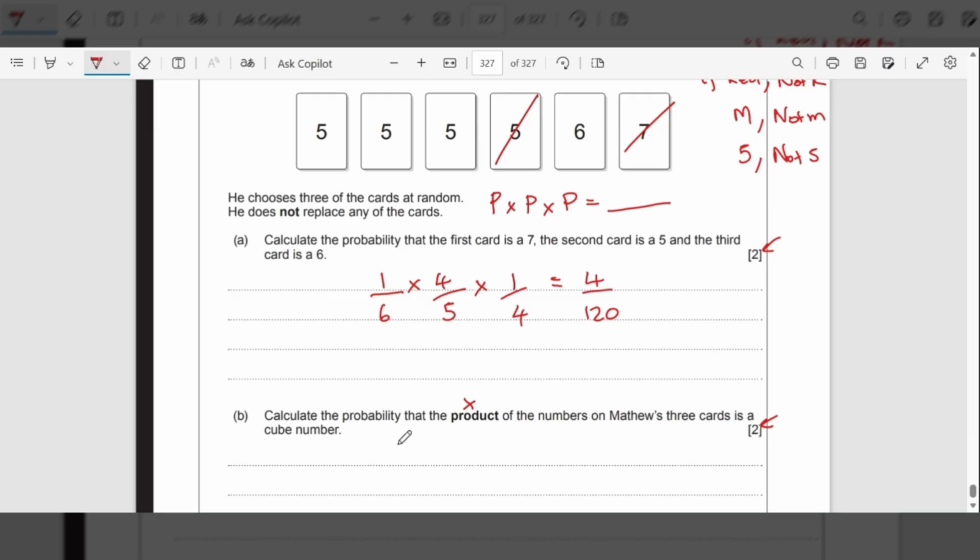I'd want a 5 on my first card, a 5 on my second card, and a 5 on my third card. Then the product 5 times 5 times 5 would be 125, which is a cube number. So the probability of getting a 5 initially is 4 out of 6. If I take a 5, that goes down to 3 out of 5. And if I take another 5, that goes down to 2 out of 4, which is 24 over 120.